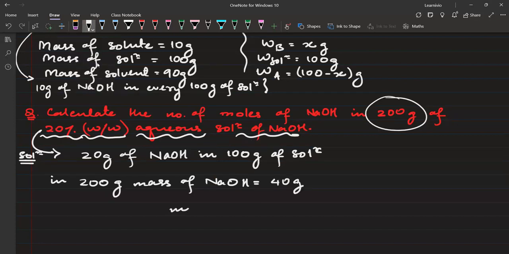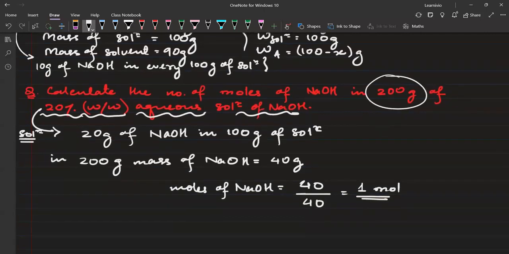Okay, so how many moles of NaOH will that be? 40 divided by the molar mass of NaOH, which is also 40. This will be equal to 1 mole. Make sense? Yes or no? Please tell me. Yes, sir. Yes, sir. Okay. Any question?